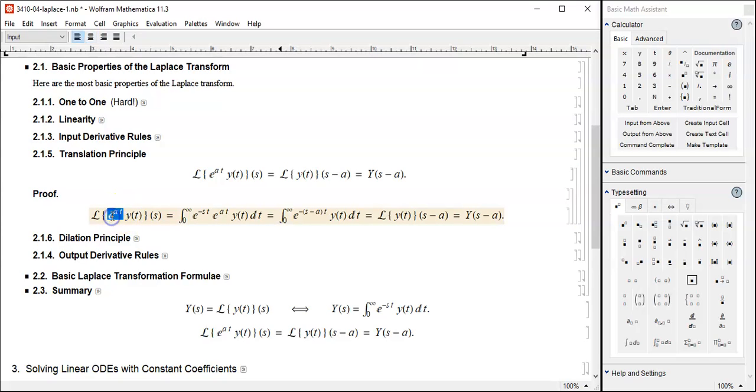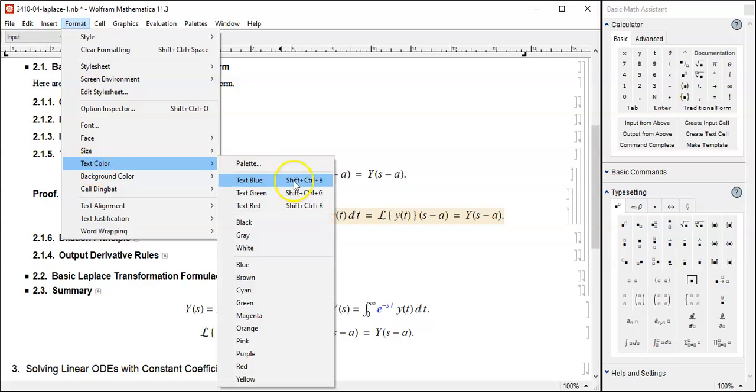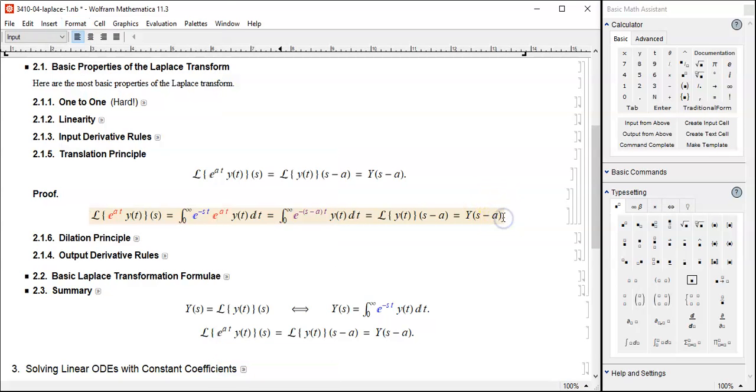Well, e to the at power is multiplied to a certain function. It appears already in the original function. But then again, we have another exponential here in the definition. So from this definition, we have this blue exponential, and then this one came from the original. So we have two exponentials, same base, so we can combine them, and this is what we get using the exponent rule.